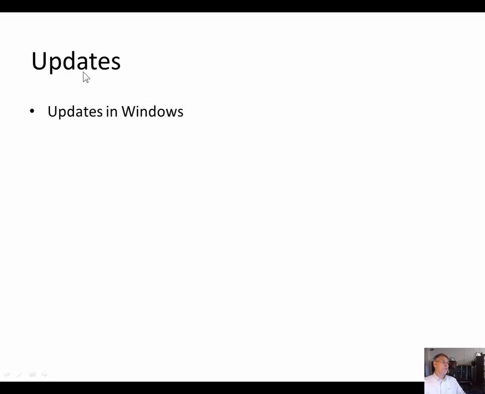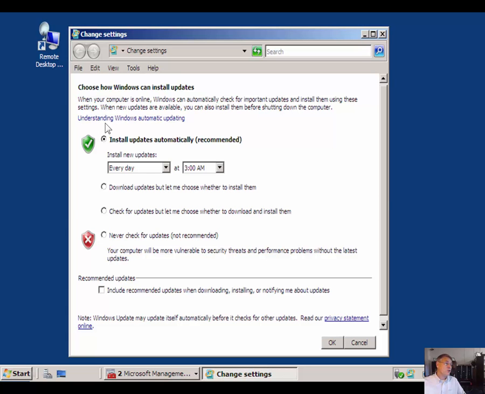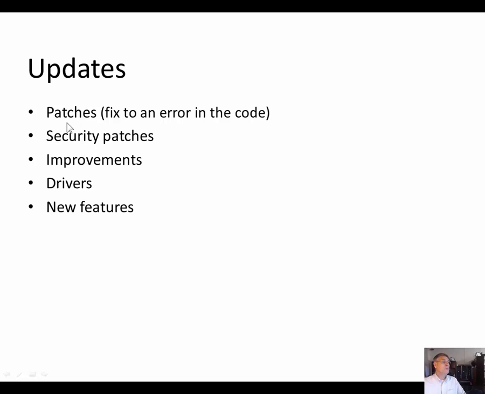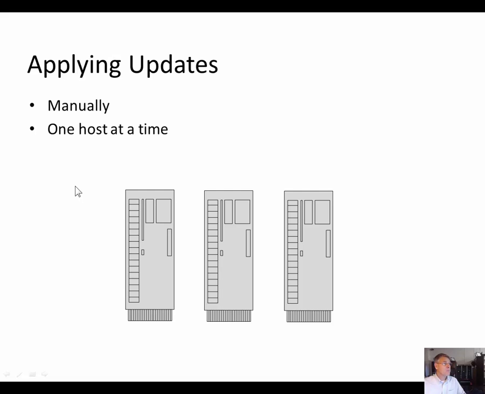Now, I think everybody knows what an update is. It's certainly in Windows. As you know, in Windows 7, you can configure a Windows 7 machine to grab its updates from Microsoft every day at 3 in the morning. That's Windows updates. But we are talking about vSphere updates, updates to the ESXi hosts and to the virtual machines. Updates include patches, meaning a fix to an error in the code, security patches, improvements, drivers, and new features.